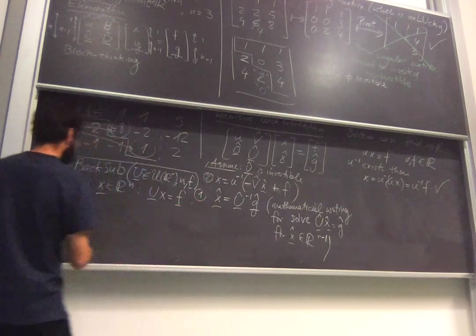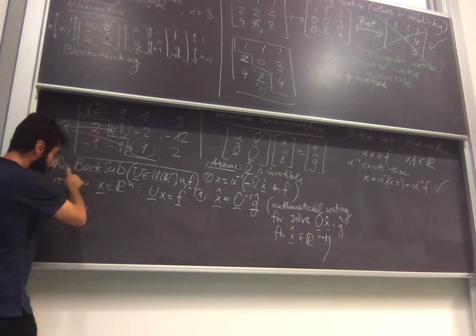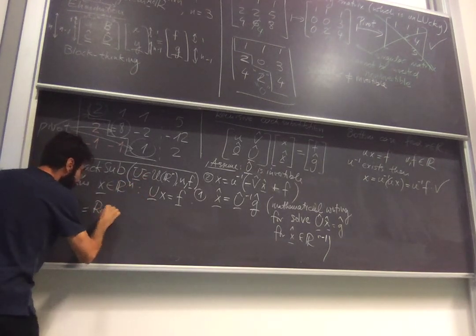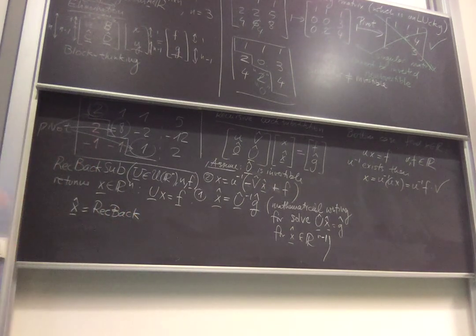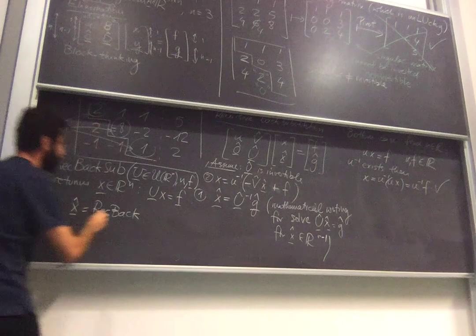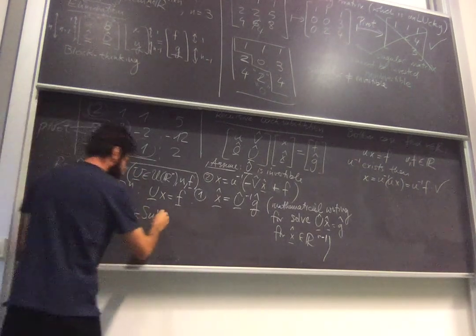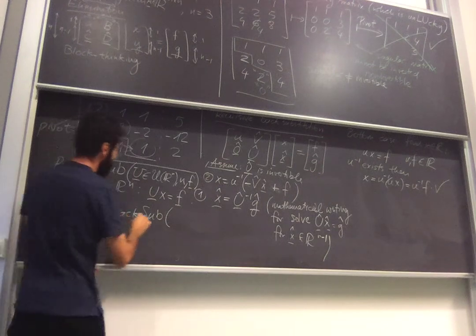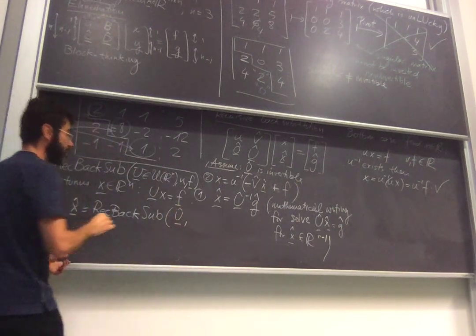So basically it says, consider x hat to be the output of rec back sum. I told you it's recursive. Okay, so recursive means that the function is going to call itself, right? And here we have U hat n minus 1.